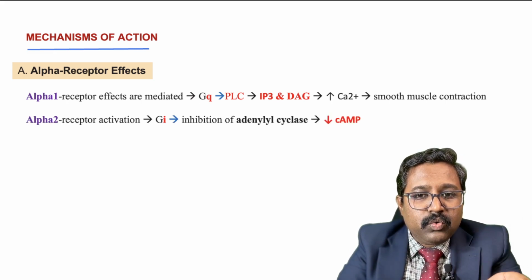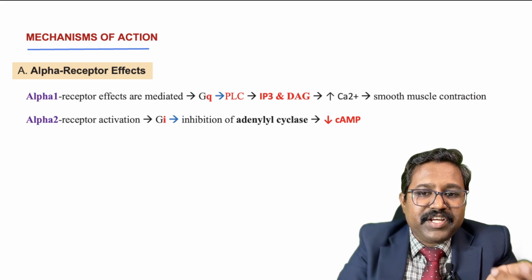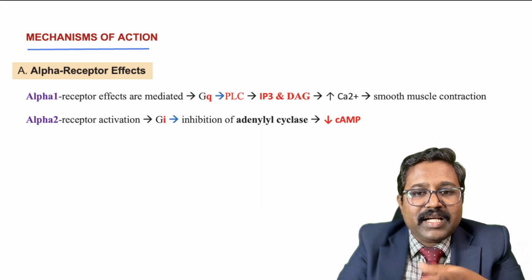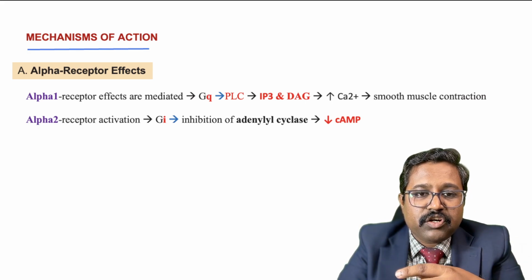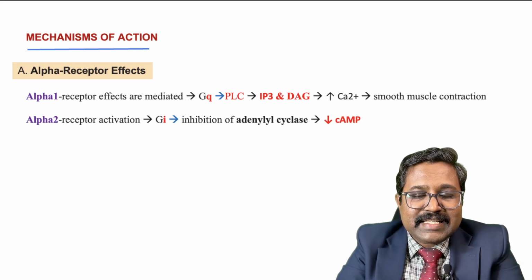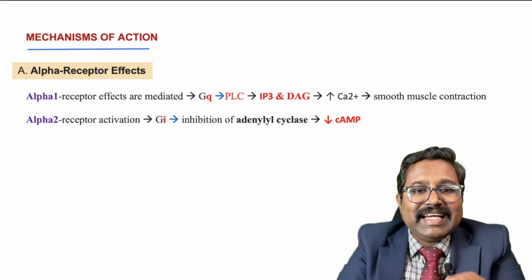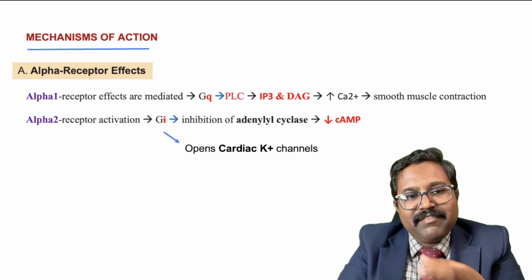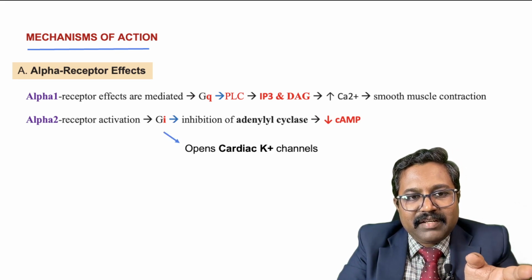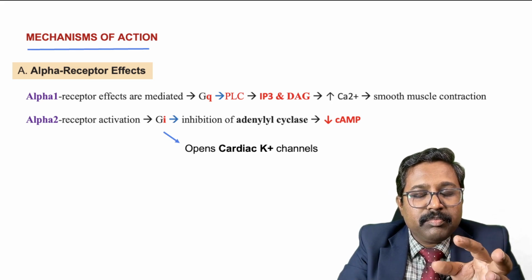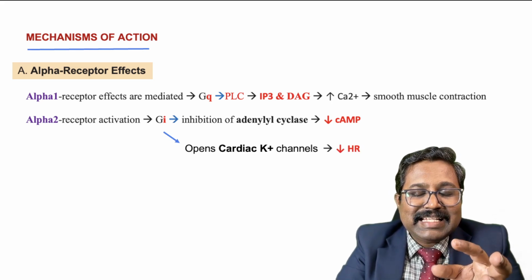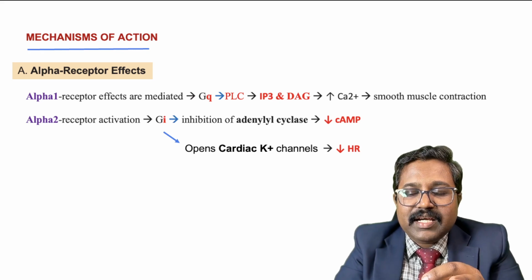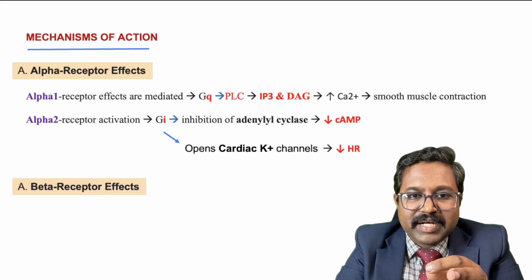Alpha 2 receptor activation leads to stimulation of a G protein coupled receptor. The subtype is the Gi type, the inhibitory type. It inhibits the adenyl cyclase activity, leading to a decrease in the cyclic AMP levels. Apart from that, alpha 2 receptor activation will also lead to opening of the cardiac potassium channels, leading to a decrease in the heart rate, that is, it leads to bradycardia.